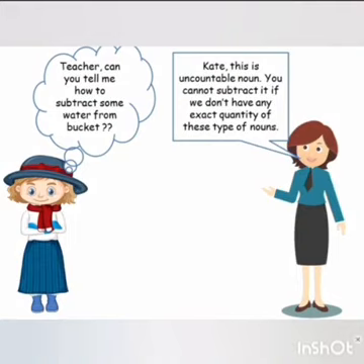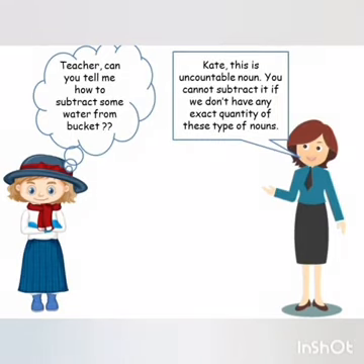Kate, you can take out some water from the bucket, but you cannot count how much water is there in the glass or the bucket. 5 water, 10 water, etc. Kate, this is an uncountable noun. You cannot subtract it if we don't have any exact quantity of these types of nouns.